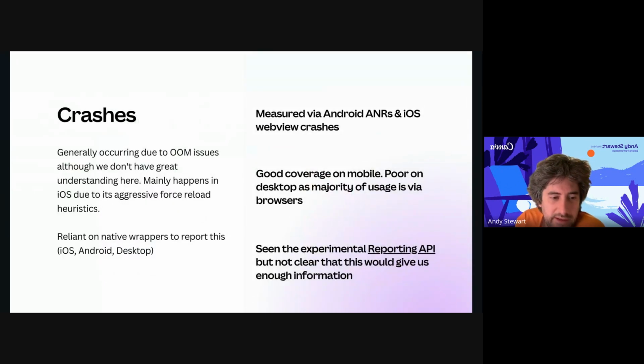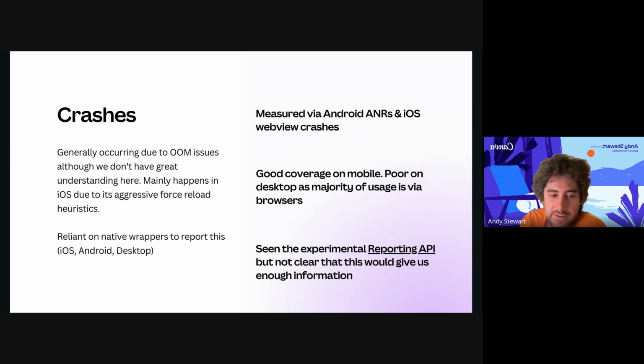We find that generally they appear to be out of memory issues, although we don't have a great understanding here. Very often the way that we investigate this is based on user reports or from teams finding out something internally and then having to spend some time debugging to figure out what's going on, and then hopefully making a change and seeing the total number of crashes that we record goes down.